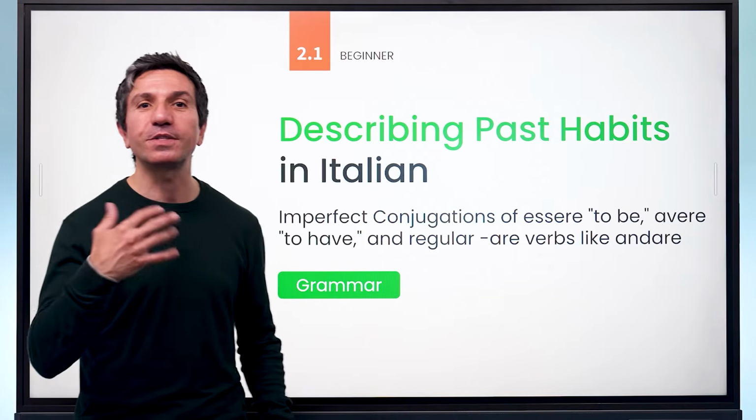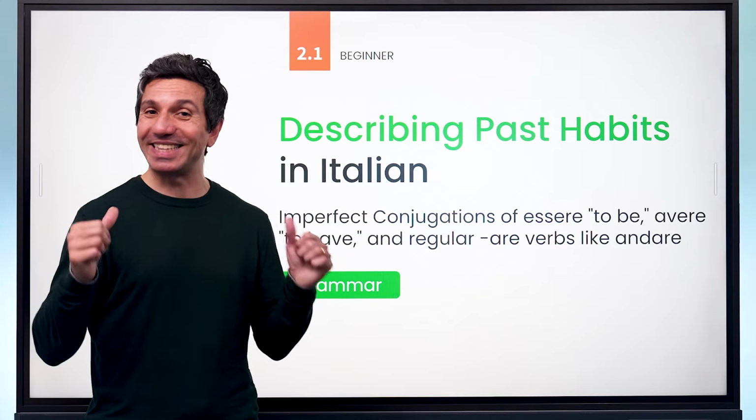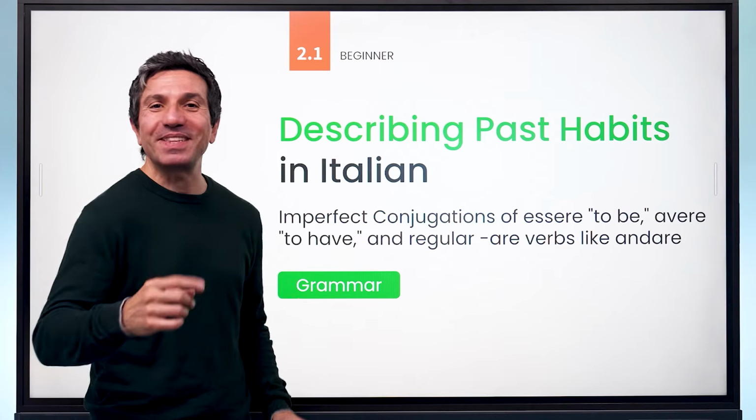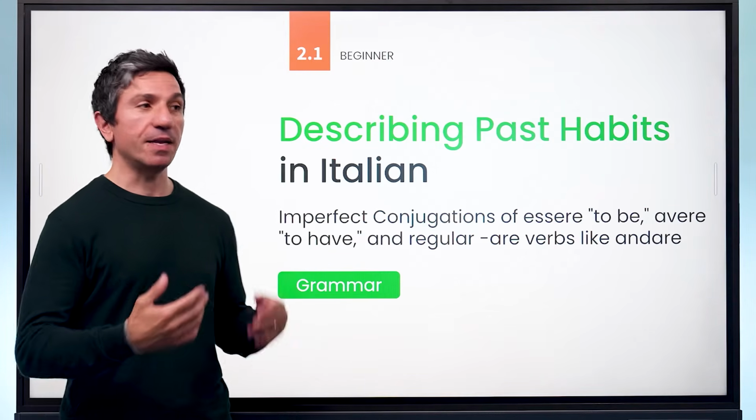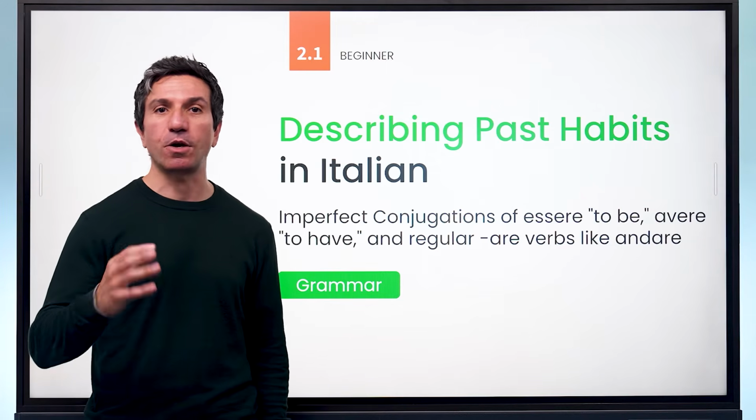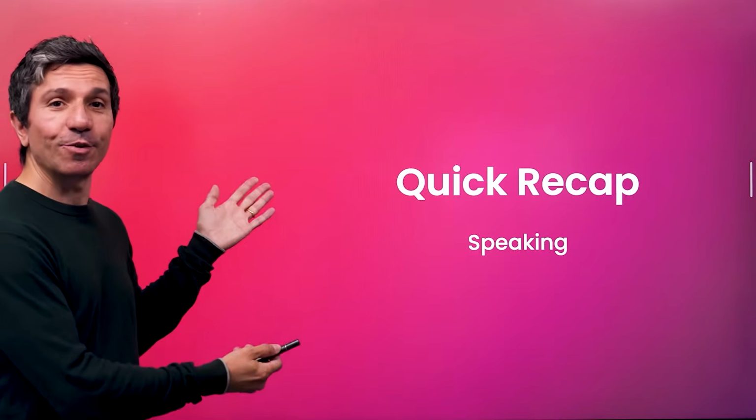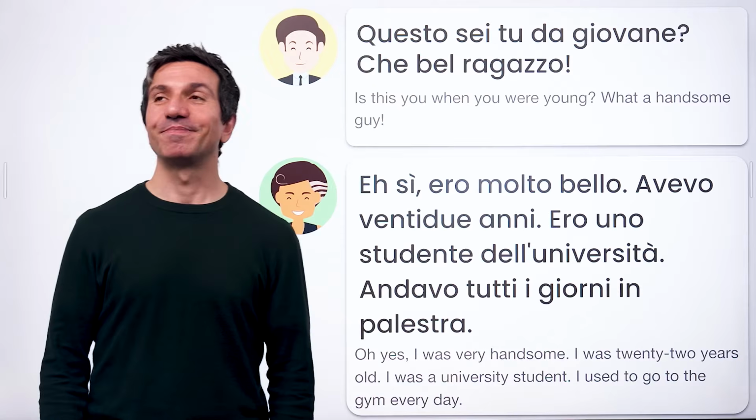Do you know how to describe past habits or continuous situations in Italian? Welcome to 3-Step Italian Practice by ItalianPod101.com. In this lesson, you will practice conjugating verbs in the imperfect tense. Let's look at the main dialogue. Two people are having a conversation.